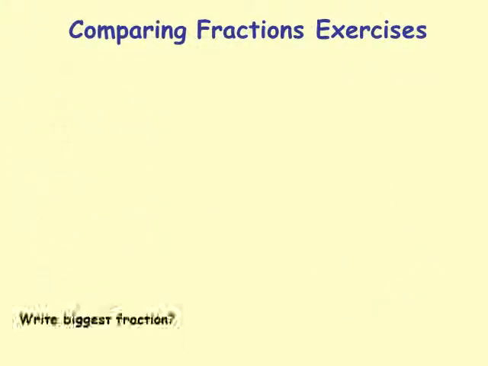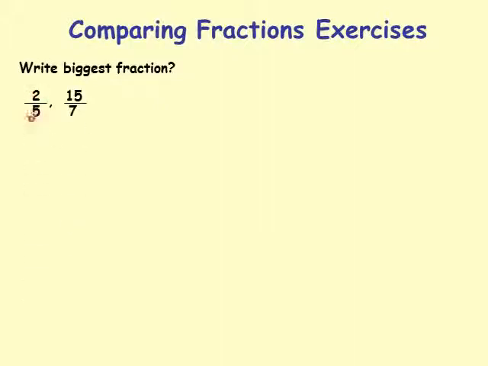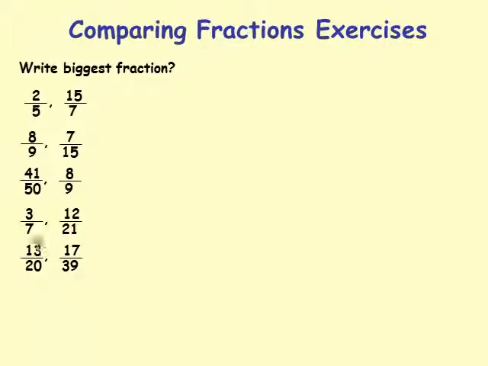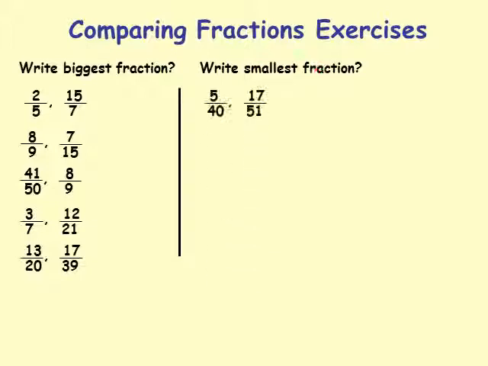Let's do some exercises here. Which is biggest? 2 over 5 or 15 over 7? Is 8 over 9 or 7 over 15? Is 41 over 50 or 8 over 9? Or next, 3 over 7 or 12 over 21? Next, is 13 over 20 bigger or 17 over 39? Now we're going to write the smallest one. Is 5 over 40 smaller or 17 over 51? Is 19 over 101 or 79 over 101?